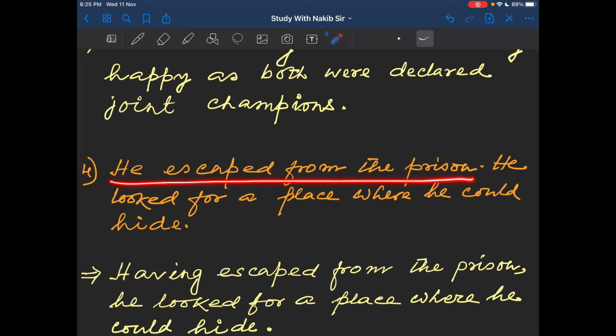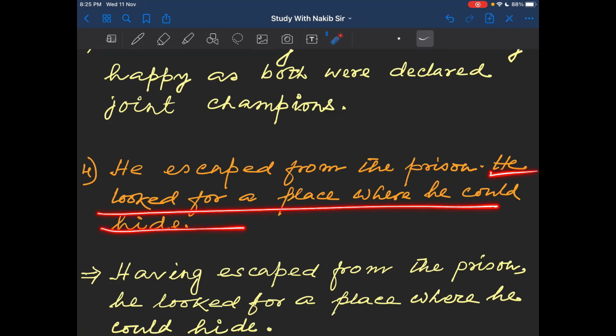He escaped from the prison. He looked for a place where he could hide. Okay, see the relation. He escaped from the prison. He looked for a place. See, he looked for a place. Why? Because he escaped from the prison. Or he looked for a place where he could hide. When he escaped from the prison. The relation is here, so time and effect and cause and effect.